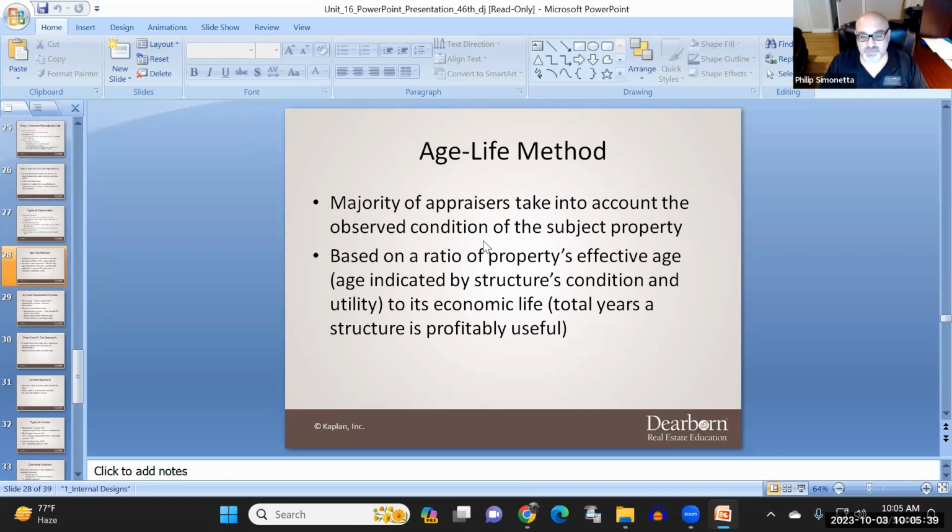The majority of appraisers take into account the observed condition of a subject property, based on a ratio of the property's effective age, indicated by the structure's condition and utility, to its economic life, the total years the structure is profitably useful. So they're going to look at the wear and tear, and they're going to say how much age is left. They'll say the roof has 10 years left. Now, a house can be 100 years old, but be in great condition, right? The real age of the house isn't a factor. It's the condition they're looking at here.